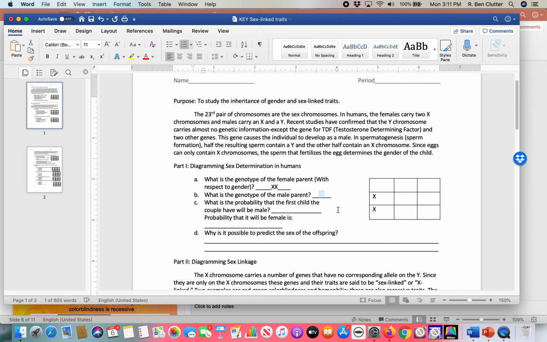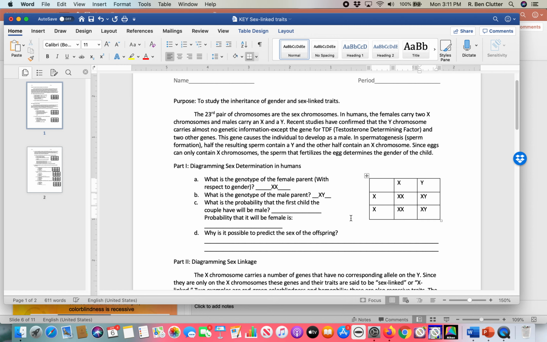What's the genotype of the male parent? And actually, these are the chromosomes, so it'd be XY. So we put an X in this box to represent one possible sperm cell, and here's the other possible sperm cell. So what is the probability that the first child that the couple have will be male? So we've got to fill this out. So we take an X from there, XX female, XX female, and here we're going to have an X and a Y, X and a Y.